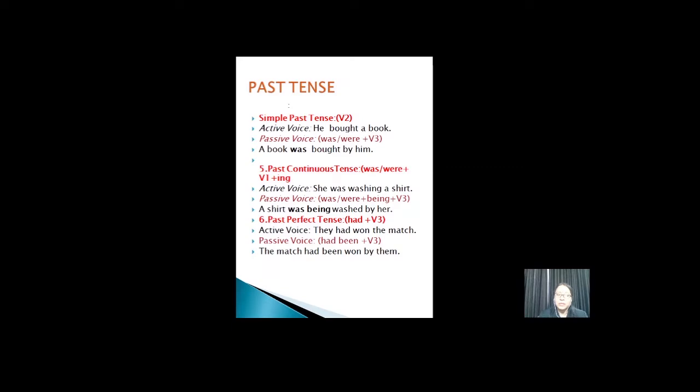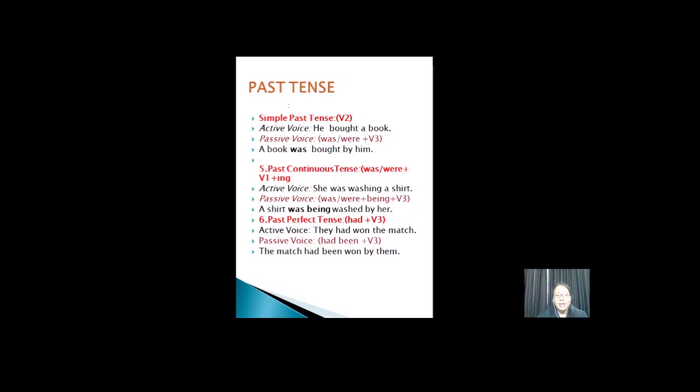Past continuous, the same rules as we have done in present continuous. Was/were plus V1 plus ing. Active voice: She was washing a shirt. Passive voice: was/were plus being, because again wash plus ing is there, so ing is added with be. Then being plus V3: A shirt was being washed by her. Past perfect tense: had plus V3. They had won the match.